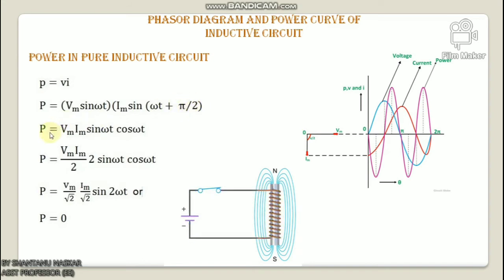Okay, that's why pi by 2. So we can also write P equals Vm Im sin omega t cos omega t, and P equals Vm Im by 2 sin 2 omega t. Also you can write P equals Vm by root 2 Im by root 2 sin 2 omega t, or P equals 0. Hence the average power consumed in a purely inductive circuit is 0.